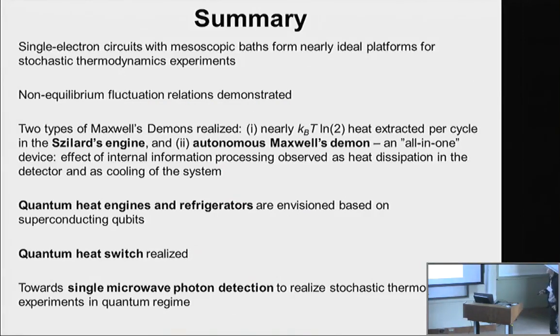So I summarize here. I have shown how single electron circuits with mesoscopic baths form quite nearly ideal platforms for stochastic thermodynamics experiments, and we have demonstrated the non-equilibrium fluctuation relations. We have realized two different types of Maxwell's demons, and at the moment we are working on, I would say, truly quantum thermodynamics experiments.